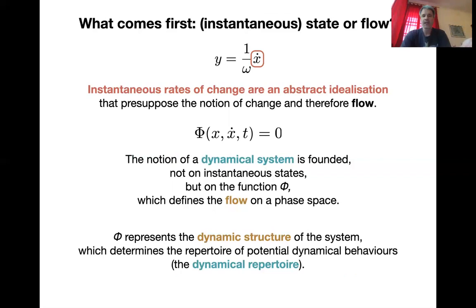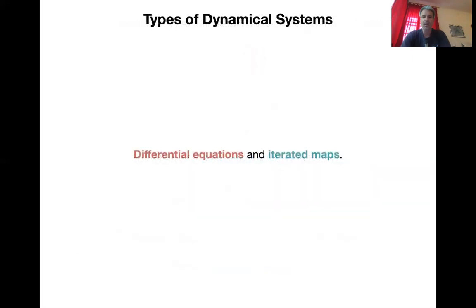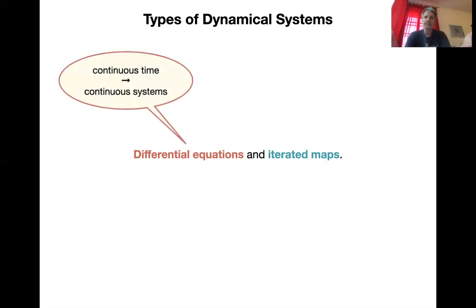Phi represents the flow, represents the dynamic structure of the system, the topology of the phase space, which determines the repertoire of potential dynamical behaviors, the dynamical repertoire of the system. So we can use a lot of different mathematical formalisms. This is how I end this lecture, just by quickly letting you know that you could have systems that have a continuous time flow and continuous variables, for example, concentrations that are changing continuously over time.